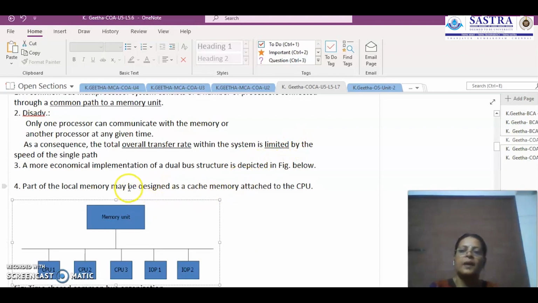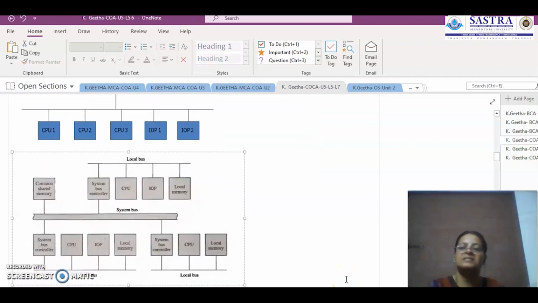And here part of the local memory may be designed as a cache memory attached to the CPU. So we have also discussed the concept of local memory. This local memory can be referred to as cache memory, which is a high speed and expensive memory. And if you go to the common shared memory, it can be a normal memory. So I think this completes the discussion of this common bus structure, which is the time shared bus.